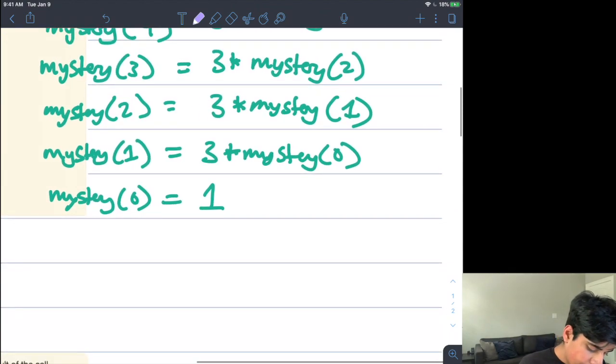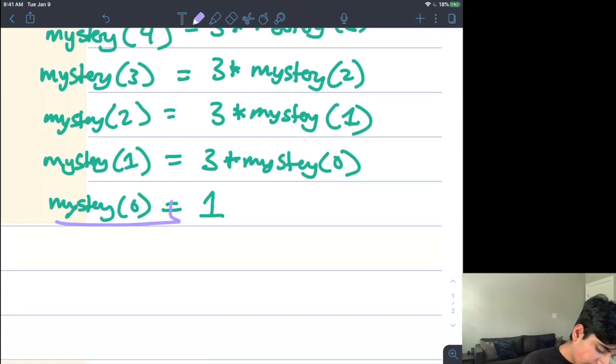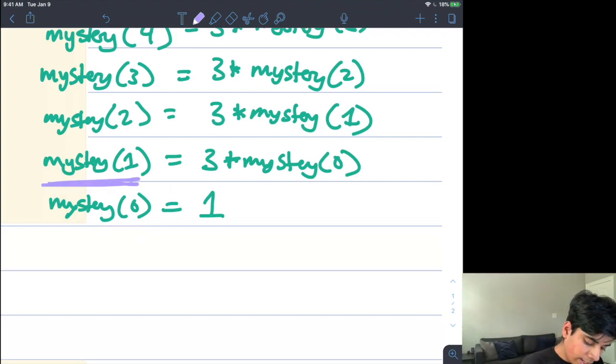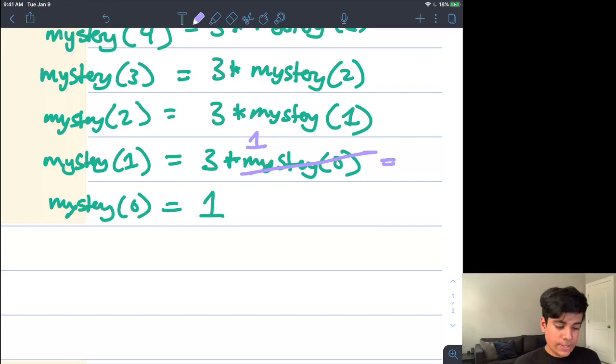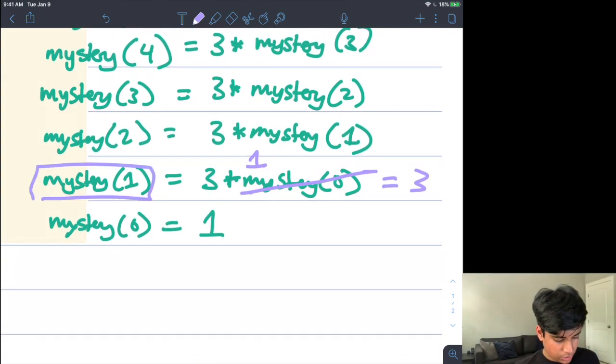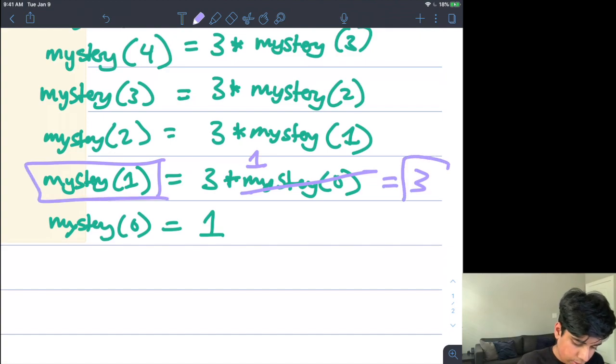So first, I'm going to say that mystery 0 I know now is equal to 1. So when I go one level above it, I say mystery 1 is equal to 3 times mystery 0, right? Well, now we know that mystery 0 is actually equal to 1. So we can solve the math over here. 3 times 1 is equal to 3, right? 3 times 1 is equal to 3. Okay, so now we know that mystery 1 is equivalent to 3.